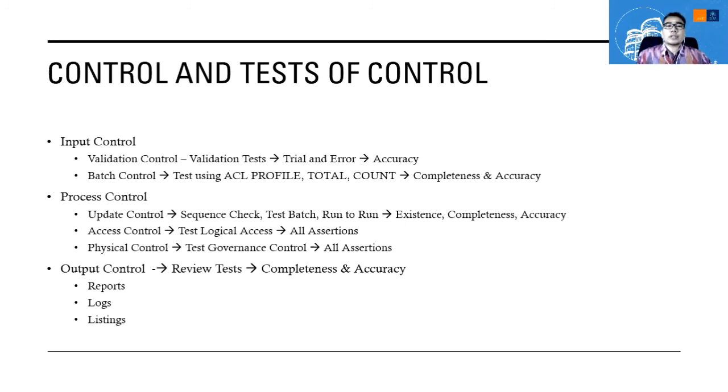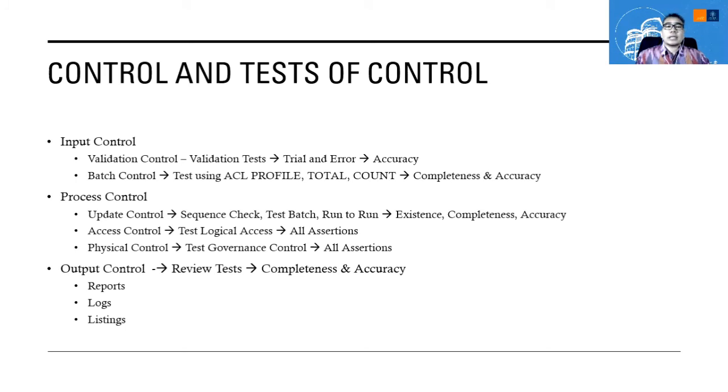Some examples of understanding the internal control inside the information system. For the input control, we can conduct a validation control test. We can do some trial and error to make sure that the data is validated so that the data is accurate. So this is for the accuracy assertions. For batch control, you can test it using the ACL profile and total count. So we can see the batch total, and this is to prove that the management assertion is in accordance with the audit objectives of completeness and accuracy.